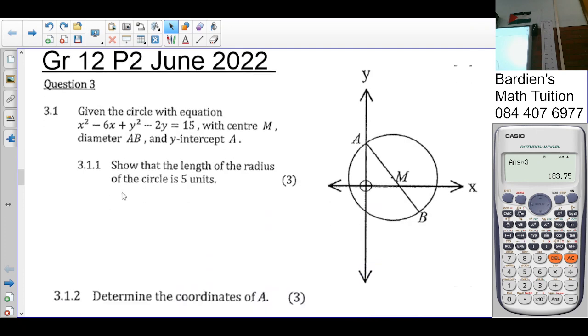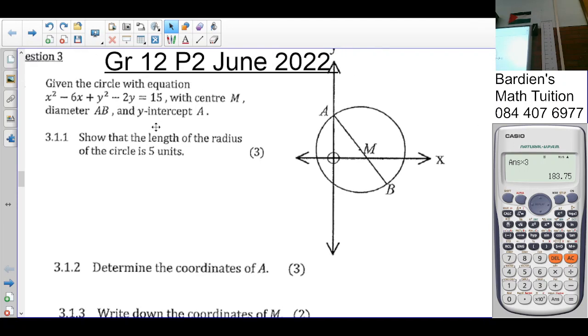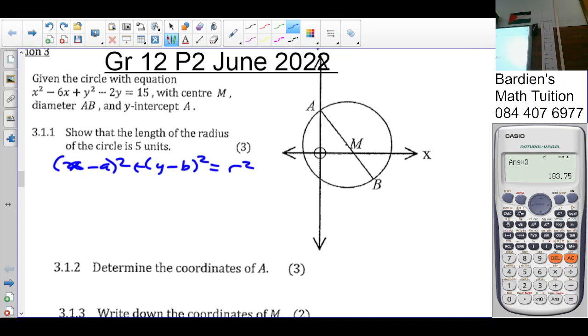Good, 4 marks. Let's look at question 3. We are told that given the circle with equation x squared minus 6x plus y squared minus 2y equals 15, with center M, diameter AB and the y-intercept of A, show that the length of the radius of the circle is 5. So in other words, we must write the circle in the form (x minus a) squared plus (y minus b) squared equals r squared.